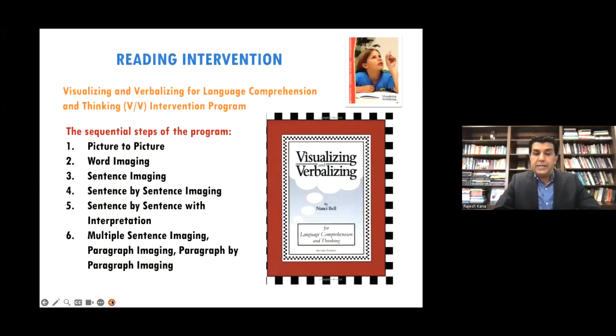The reading intervention, as I said, is executed by Lindamood-Bell Learning Processes. It's called Visualizing and Verbalizing for Language Comprehension and Thinking, or the VV intervention program. The basic idea of the VV intervention is to use visual imagery to treat language difficulty. So we use a strength which we see in many autistic individuals and autistic children, and use that strength to intervene and help with a potential deficit or difficulty, which is language comprehension or reading comprehension.